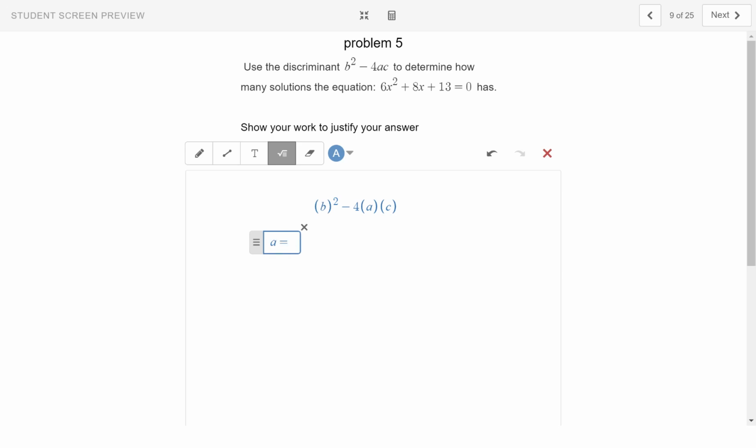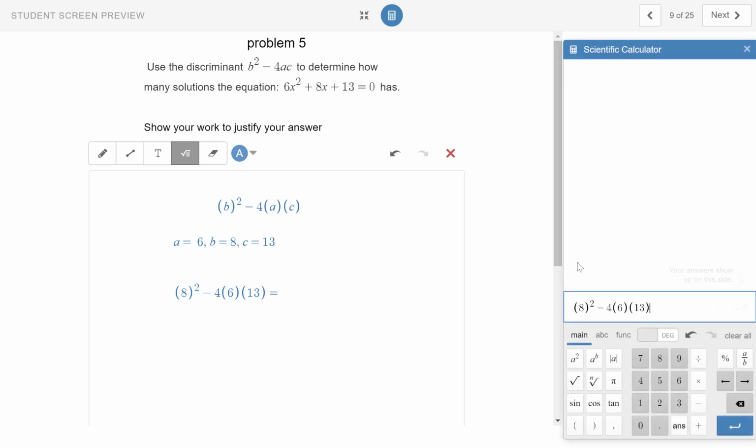So here your A value is 6, B value is 8, C value is 13. So once again, just get in the habit of using parentheses. So it's going to be B squared minus 4, comes from the formula. And then your A value, which is 6, and then your C value, which is 13. Now, put all of this into the calculator, and you're going to get a negative number.